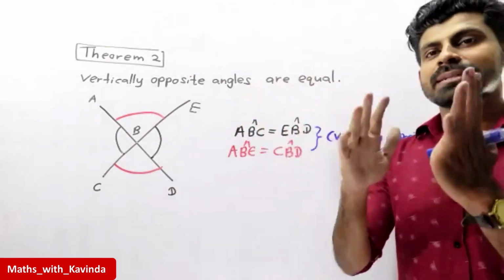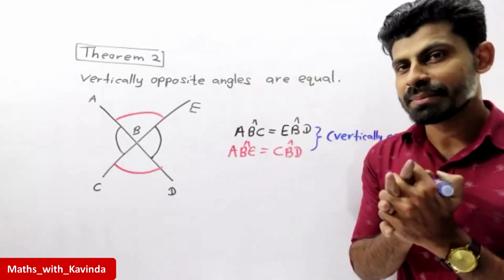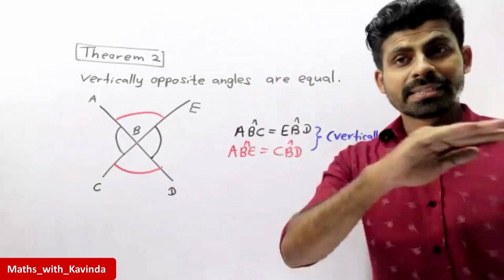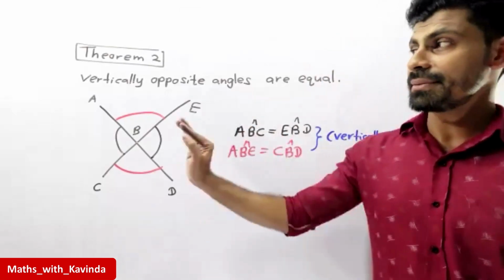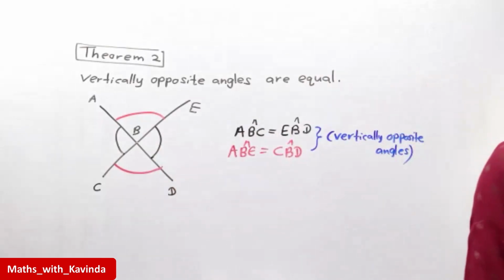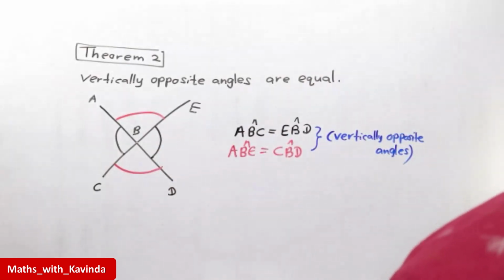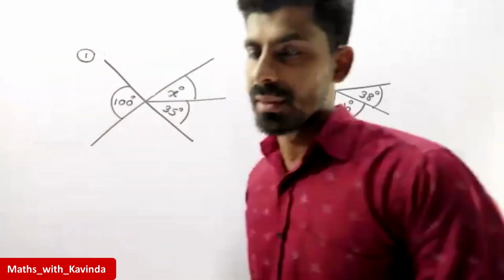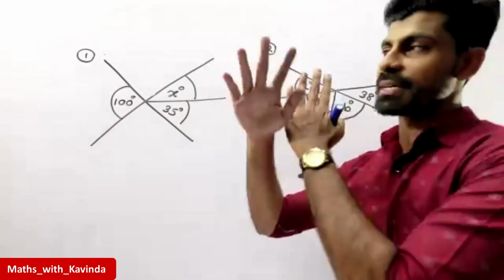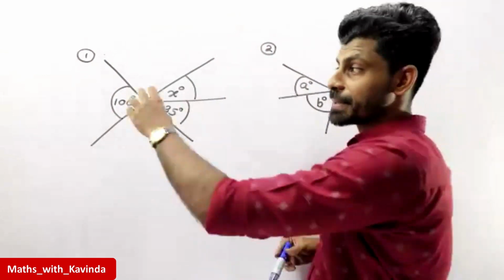What is the first theorem? Angles related to the straight line. So that means angles on a straight line add up to 180. Vertically opposite angles are equal. Then we can quickly move to the textbook questions.